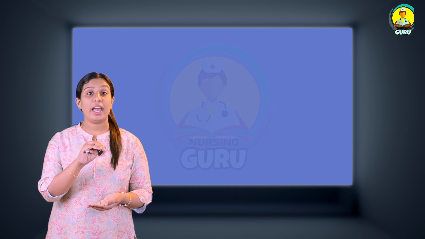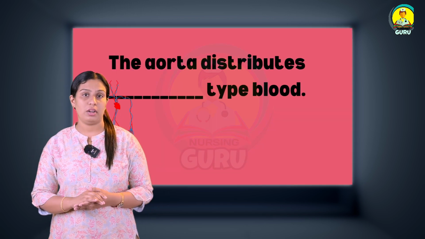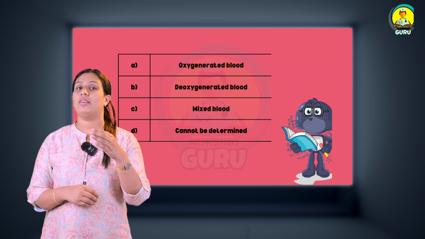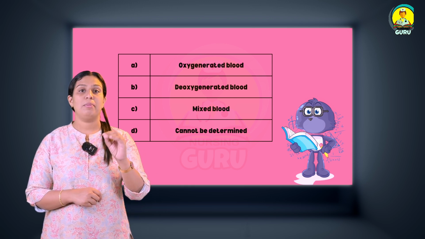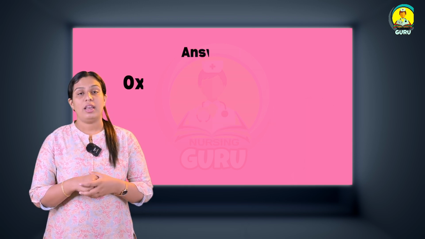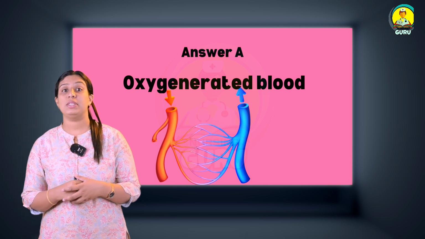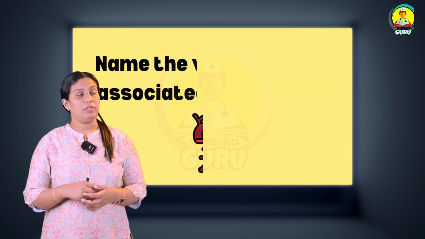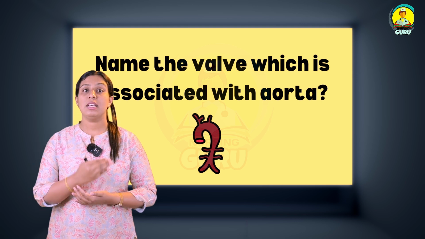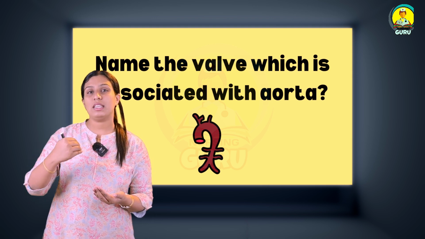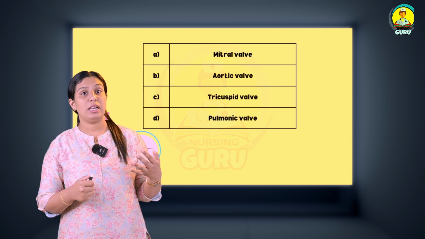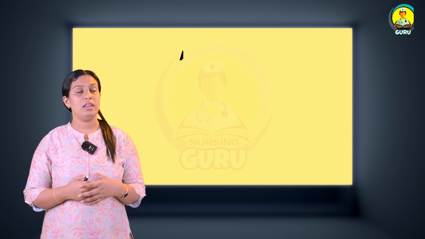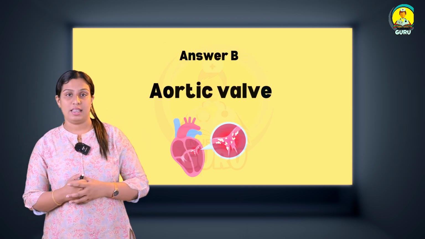Next question is, the aorta distributes dash type of blood. So here, filling the blanks, we can find the options. First is oxygenated blood, deoxygenated blood, mixed blood, and cannot be determined. Here the answer is option A. Okay, we can move with the next question. Name the valve which is associated with the aorta. So we need to find the aortic valve name. Mitral valve, aortic valve, tricuspid valve, and pulmonic valve. Here option B is the right answer.